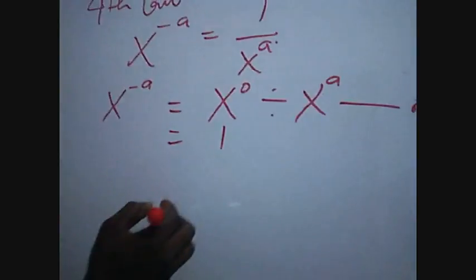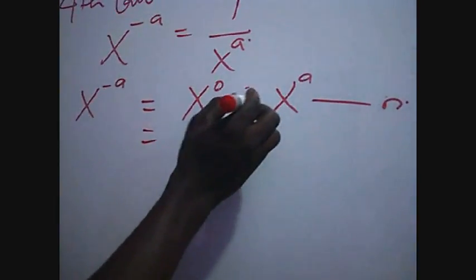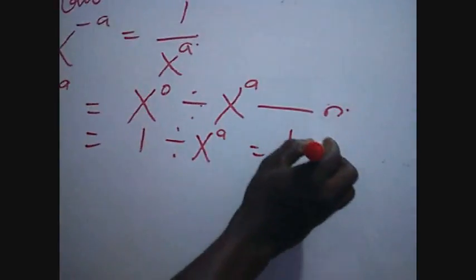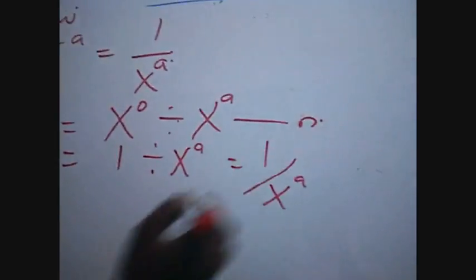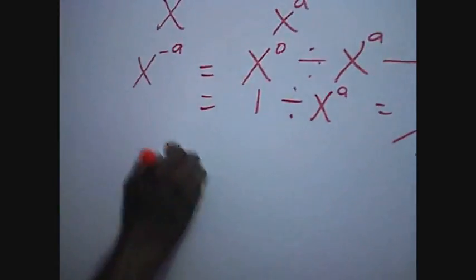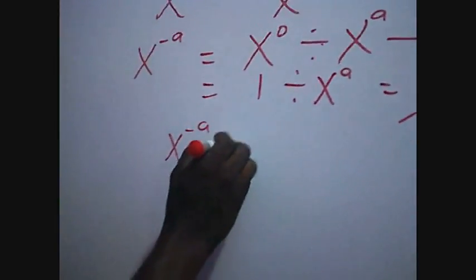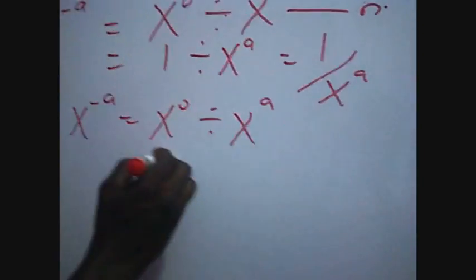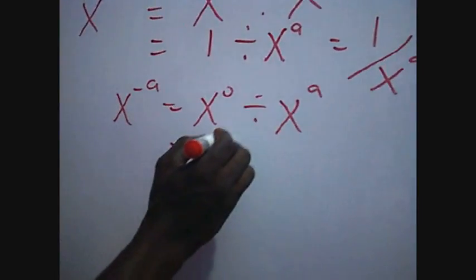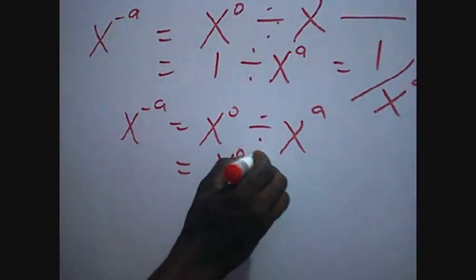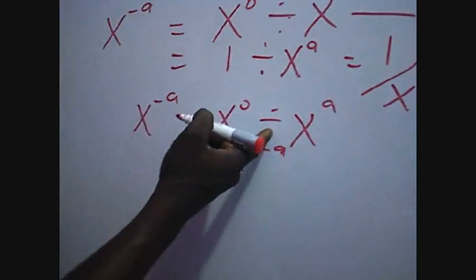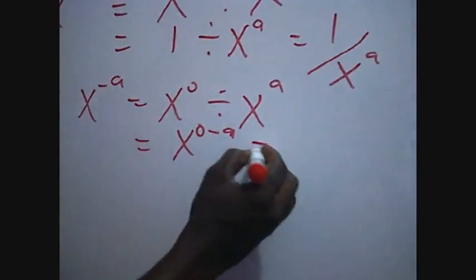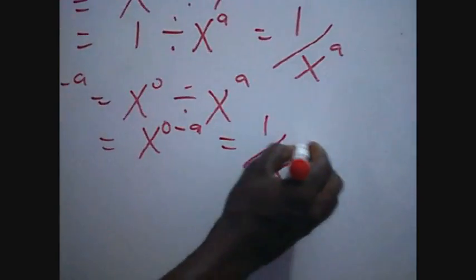It's just like 1 divided by x raised to the power of a. From the second law, x raised to the power of 0 divided by x raised to the power of a can be proved as x raised to the power of 0 minus a. The bases are the same, so we subtract the indices, and this is the same thing as 1 over x raised to the power of a.